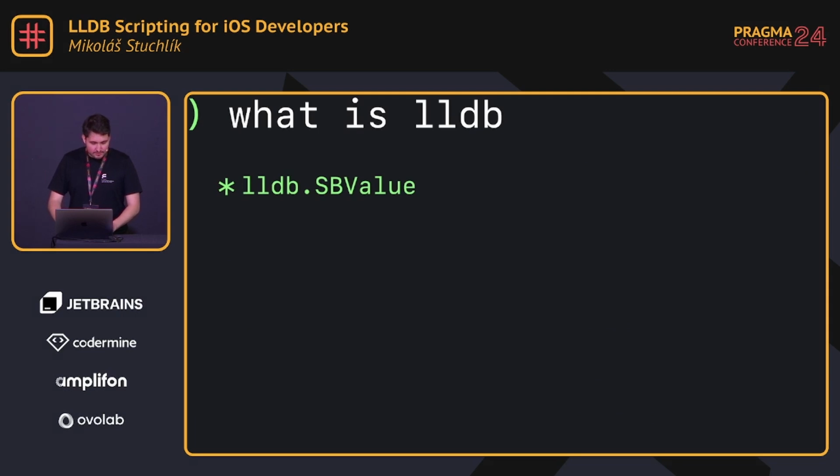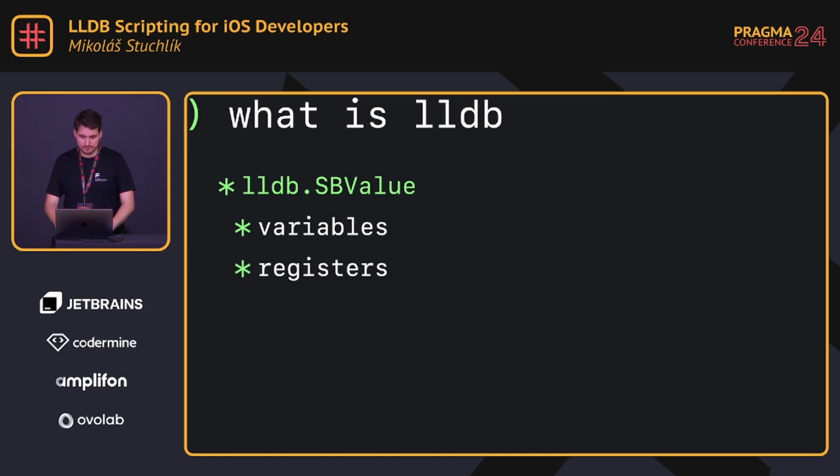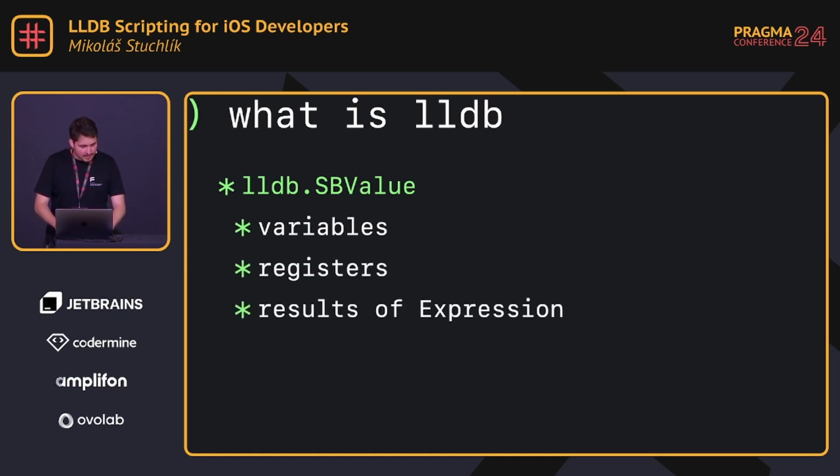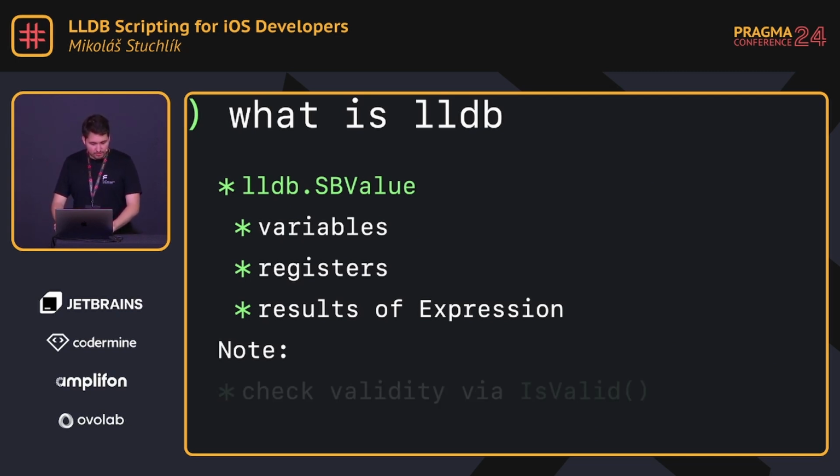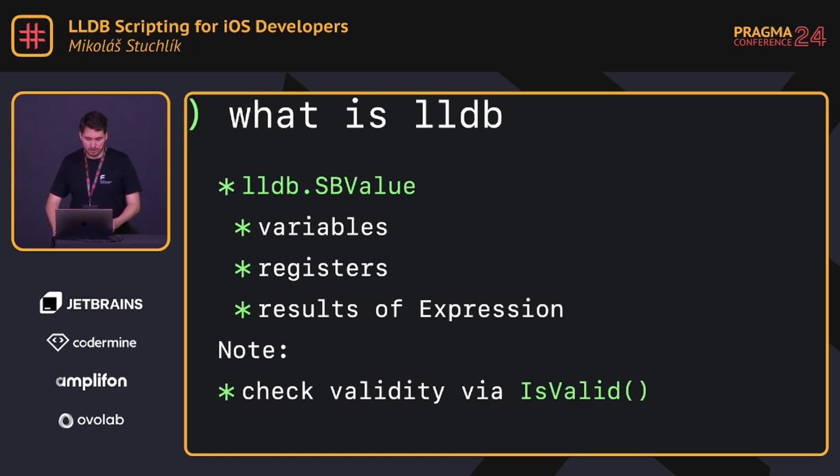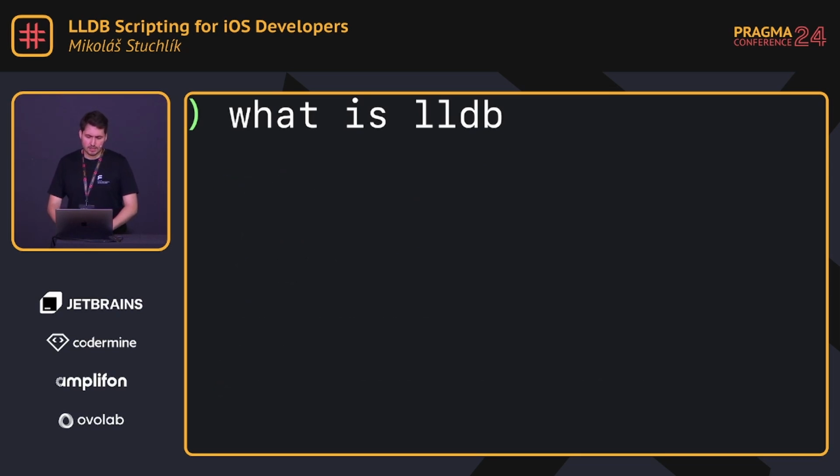And there is the last important type I would like to mention, and it's called SBValue. It represents variables, registers, and results of expressions. And I would add a note to this. All the classes I have mentioned have a common problem. Objects returned to you may not be valid. So always check the validity of objects before using them. You will save yourself a lot of headache.